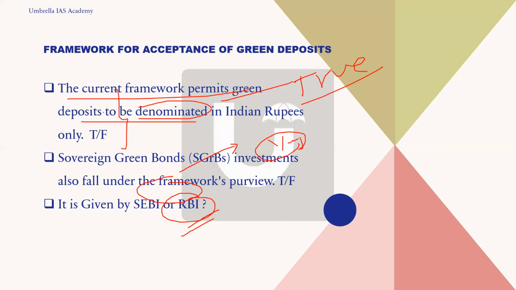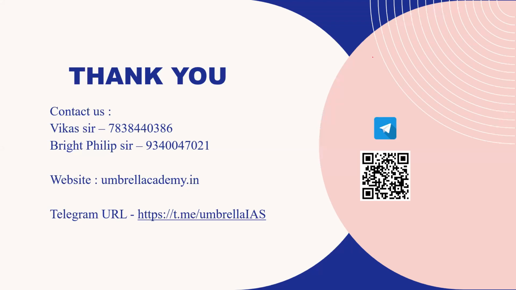So the current framework permits green deposits to be denominated in Indian rupees only. It has to be denominated in Indian rupees only. This is the right statement, remember, it's not a wrong statement. And in the exam, if they ask you about this framework, that statement may be asked.